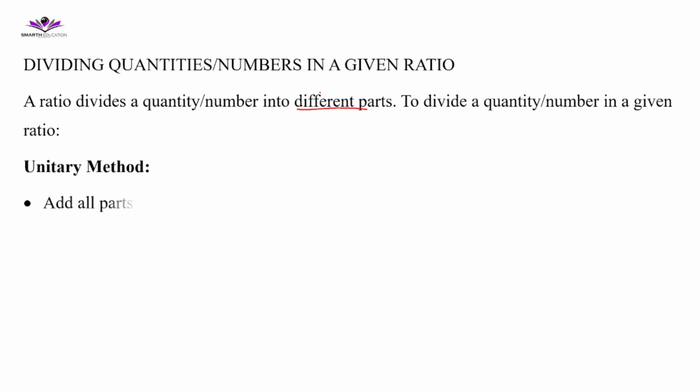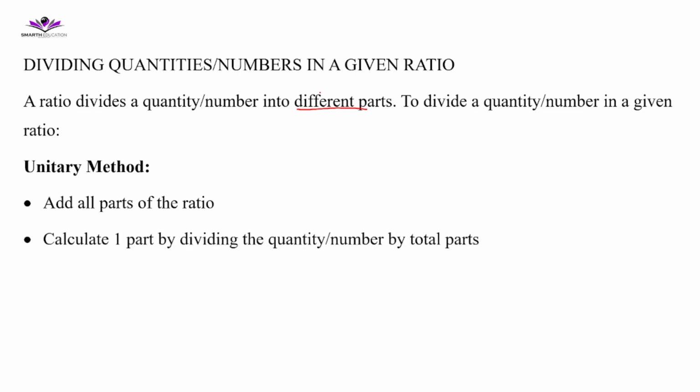So follow these steps. First, add all the parts of the ratio, and then after adding the parts of the ratio, you calculate one part by dividing the quantity or the number by the total parts. The answer you're going to get here, you will use it to divide the quantity you are dividing. And then lastly, multiply one part by each ratio. The answer you're going to get here, you multiply it by each ratio. Let's just use an example to explain these three steps.